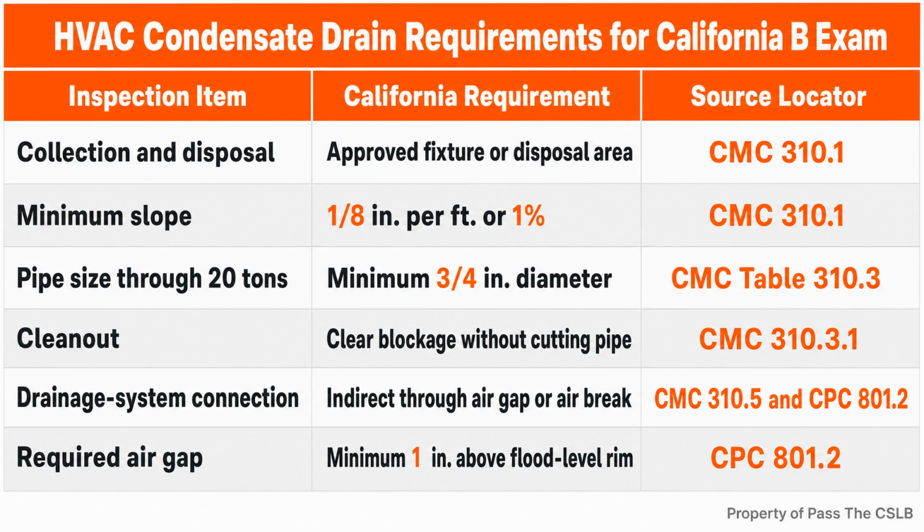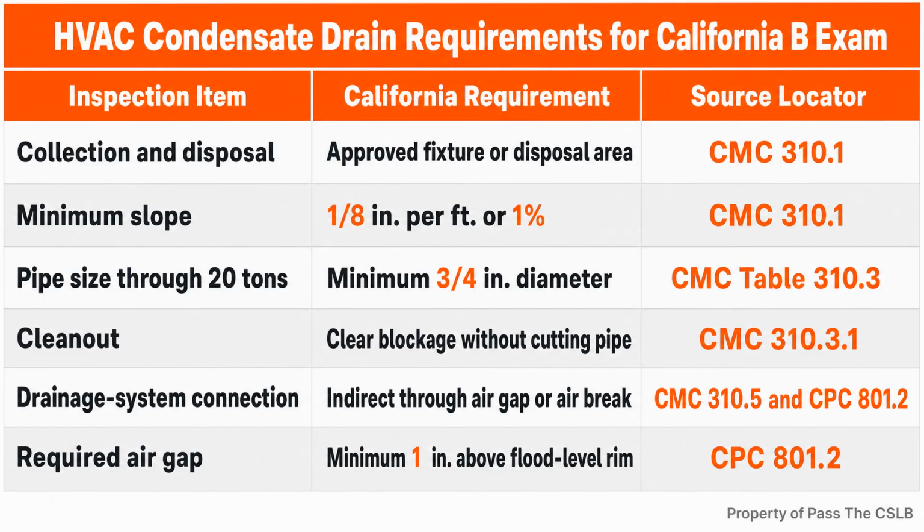By contrast, the code provides an exception when the only potential damage is to replaceable lay-in ceiling tiles. That exception matters because it keeps you from turning a location-based rule into the false statement that every unit, everywhere, always needs an external secondary pan.